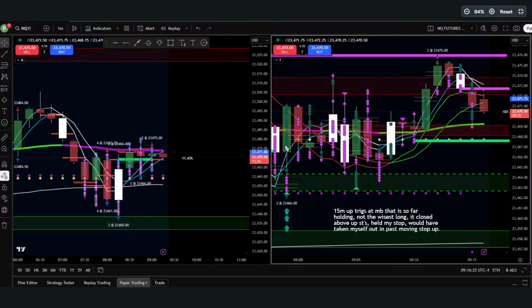Paul, this is great. You followed the rules for entry. You had room to get back to trouble. You kept your stop in place because nothing changed on the large chart, and you were able to get to your target. Really nicely done, Paul.